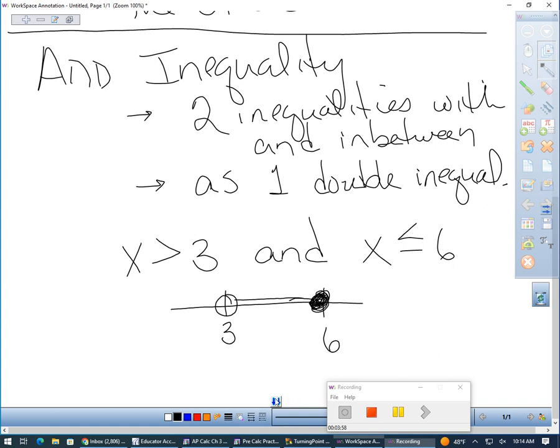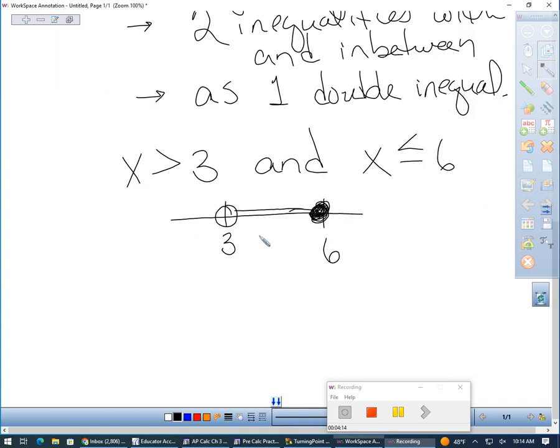The interval notation for this example starts at the open dot, which would be a parenthesis, at 3, it goes to the number 6, and this one has a closed dot on it, so it's a bracket. You'll also notice an and inequality does not have infinity anywhere. It is sandwiched between two numbers. Okay?